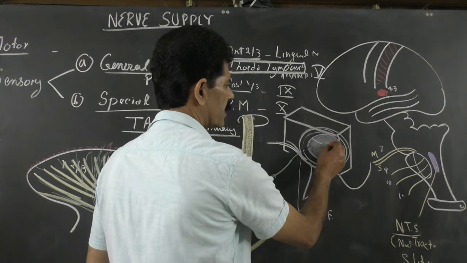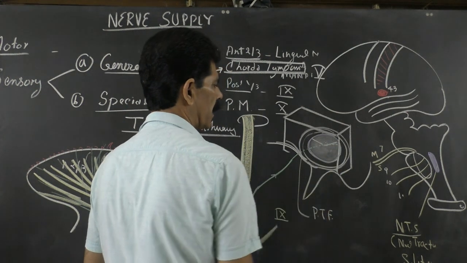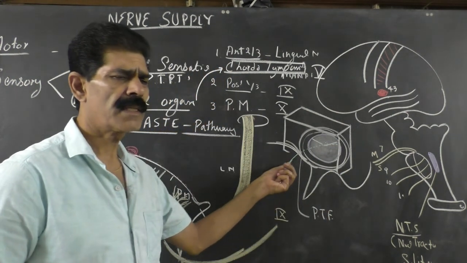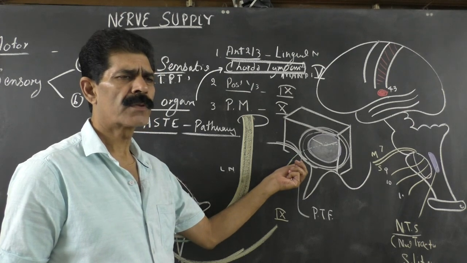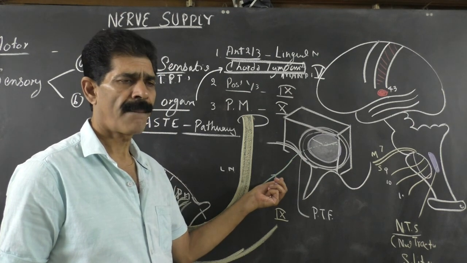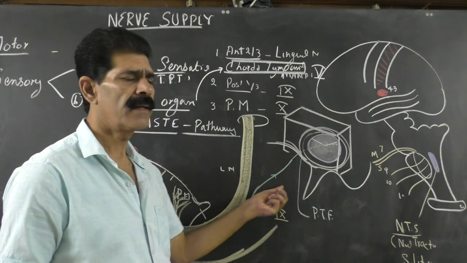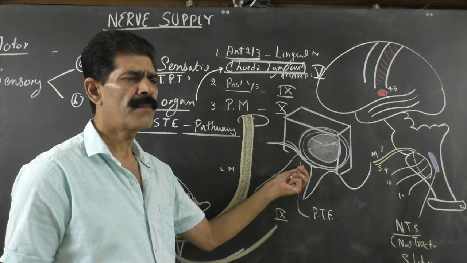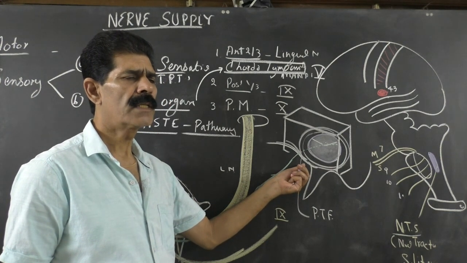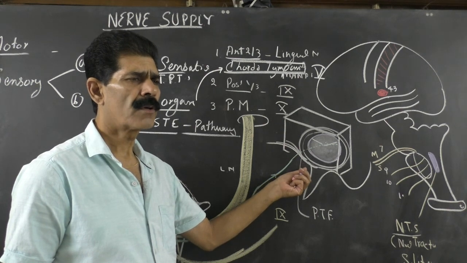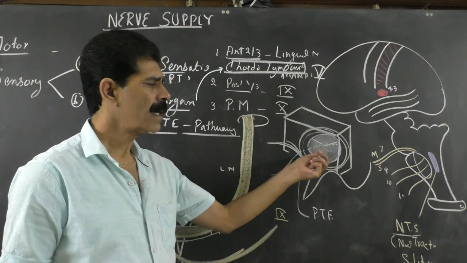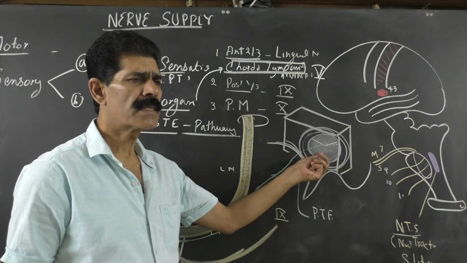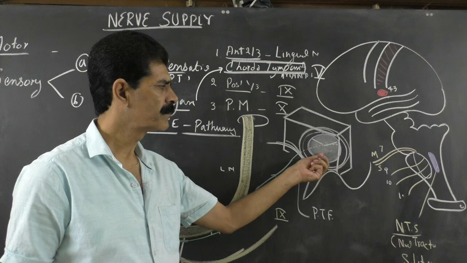Then after this, as these taste fibers enter through the tympanic part of the temporal bone, they are called the chorda tympani. Chorda means a thread or a cord. Tympani means they enter into the skull through the tympanic part of the temporal bone. So that's why it's called the chorda tympani. Now they are related medial to the tympanic membrane inside the cavity.